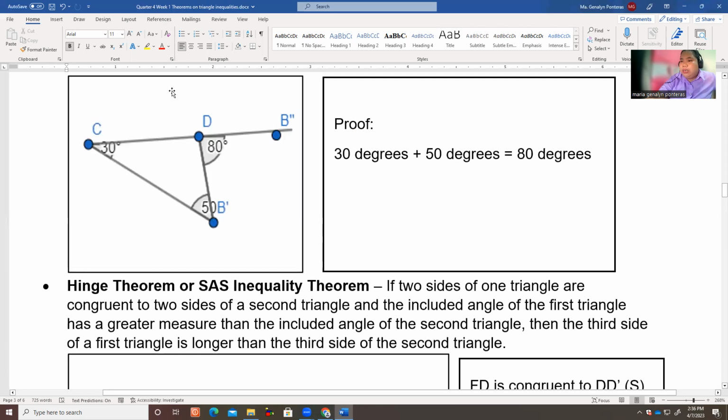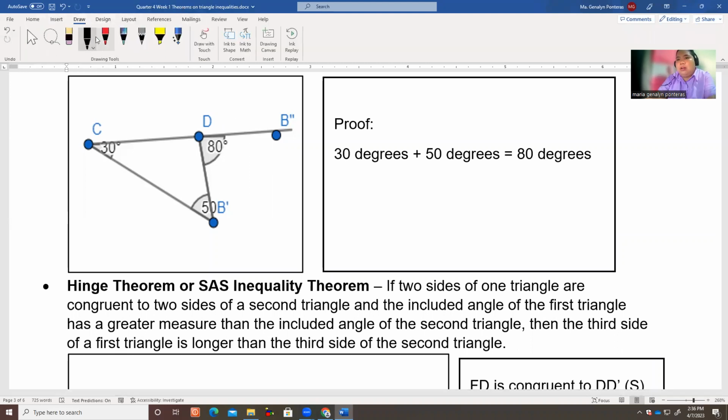Yan, exterior, nasa labas, no? From the word itself, exterior, nasa labas ng triangle. So, pwede rin tayong magkaroon ng exterior here. Drawing ko lang, pwede rin tayong magkaroon here, o kaya here. This is also exterior. This one is also exterior. Yan, basta nasa labas na yan. This is also an exterior, and this one is also an exterior. Yan. Just to make it clear na.